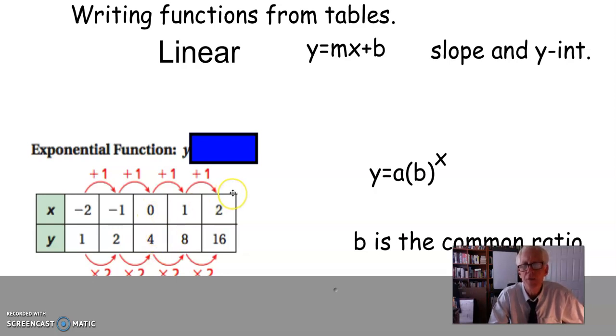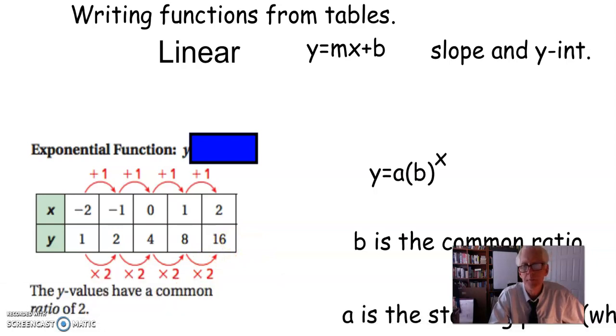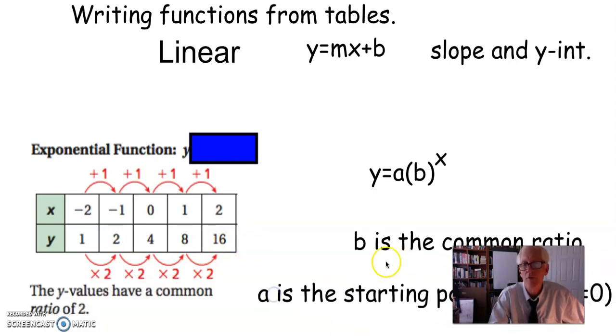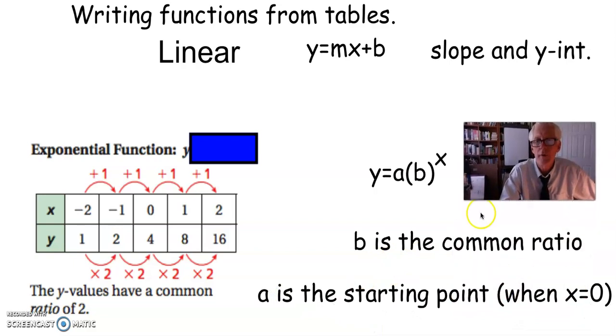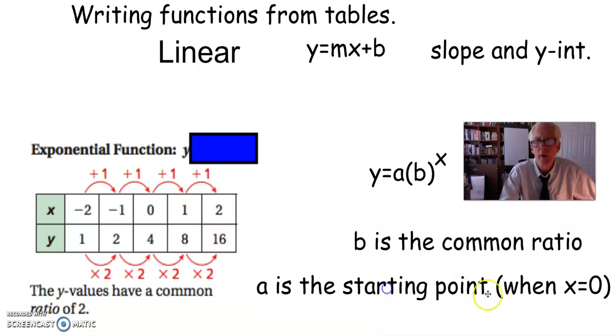So to write the function, we have the two variables. We can find out what they are. A starts at 4, and the ratio b is 2. So to write that function, when you find those two things, it would simply be... wow, my picture's in there. Can I move my picture out? Oh yeah, very good. A is the starting point when x equals 0.